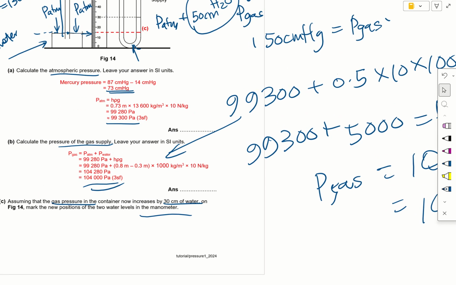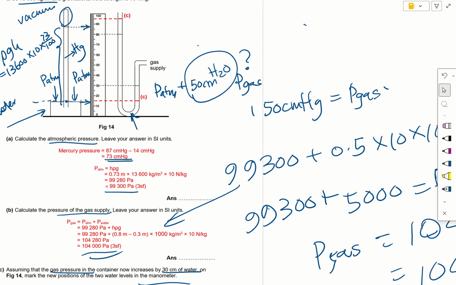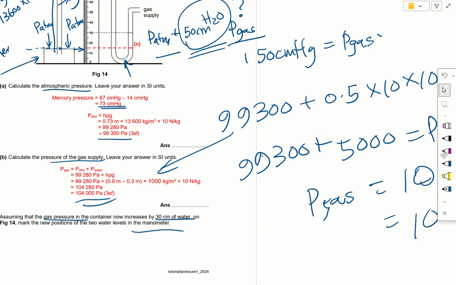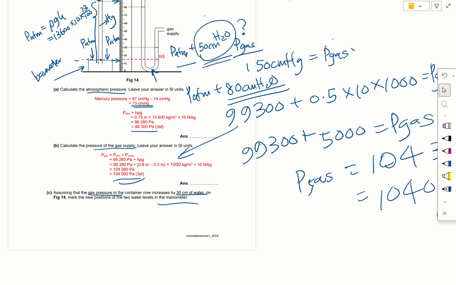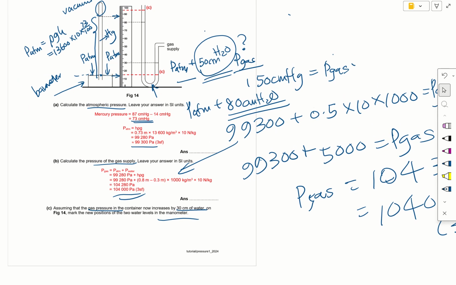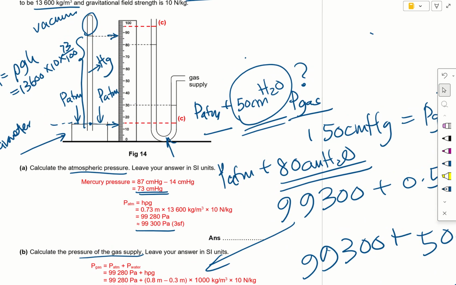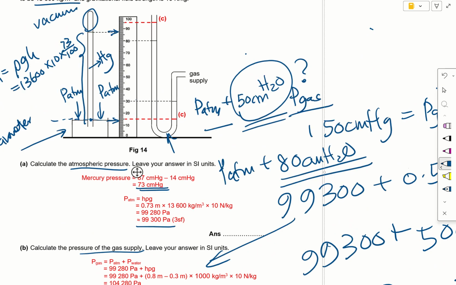The gas pressure is the atmospheric pressure plus 50 cm of H2O. But now it is further increased. That means it is now P_ATM plus a total of 80 cm of H2O. But although the increase is by 30 cm of water, I cannot just say it goes from 80 to 110 because I need to take the difference in height.